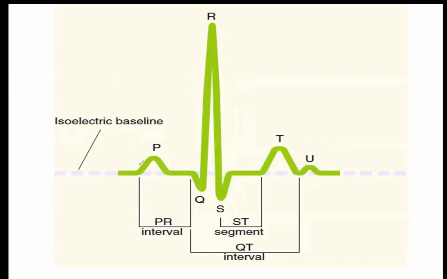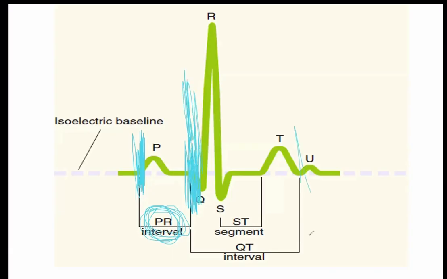It is important to note the PR interval. I am going to show you how you can estimate the PR interval on this slide. So this is the PR interval, and it should be 120 milliseconds up to 200 milliseconds. The second interval is the QT. The QT stands from here until the end of the T wave. We call that the QT interval.